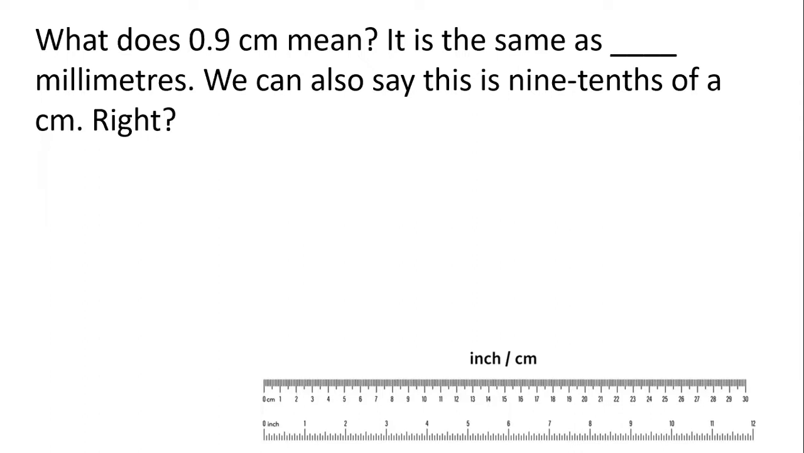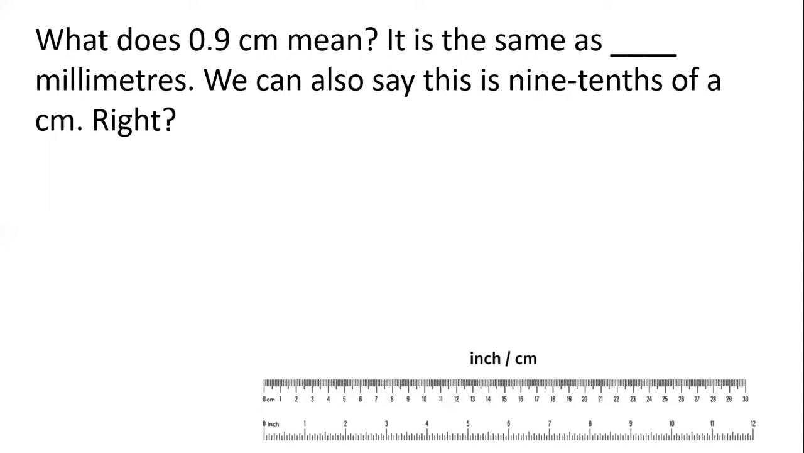0.9 centimeters means 9 millimeters, and 0.9 we can write as 9 by 10. One decimal means we can write this as 0.9. So you know the answer now. 0.9 centimeters means 9 mm. We can also say this as 9/10 of a centimeter.